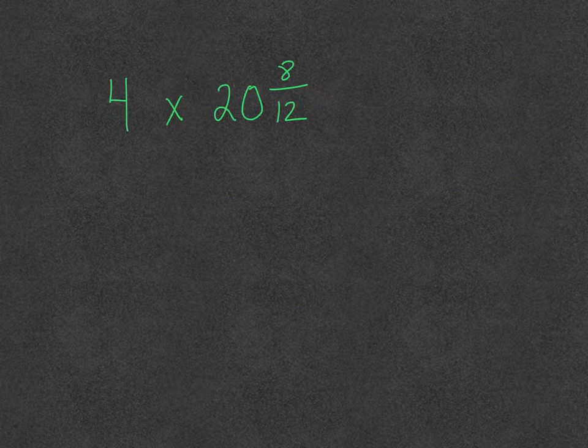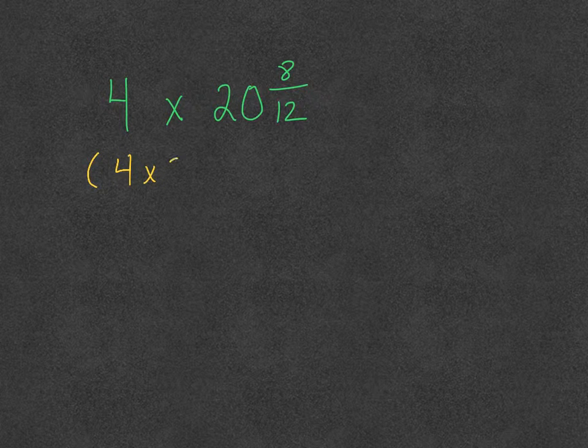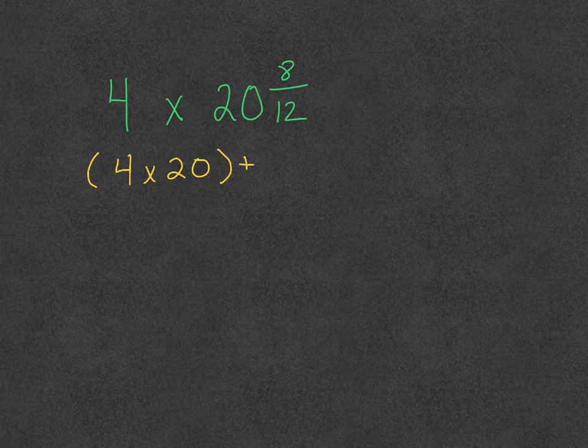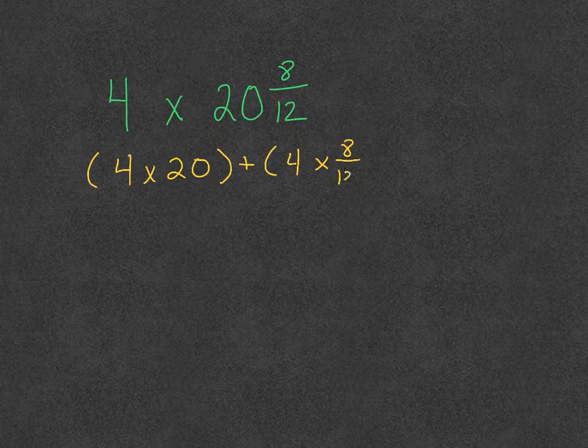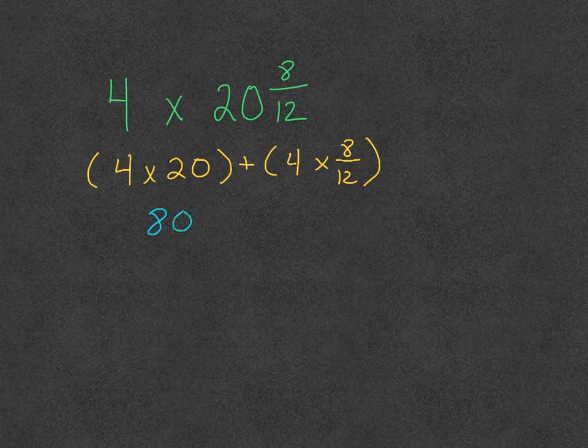Our next one, using the distributive property to solve 4 times 20 and 8/12. So it means we have 4 copies of 20 and 4 copies of 8/12. So let's set up our parentheses. So we've got 4 times 20, 4 copies of 20, plus 4 copies of 8/12. All right, now we can solve. 4 times 20 is 80, plus 4 times 8 is 32 over 12.